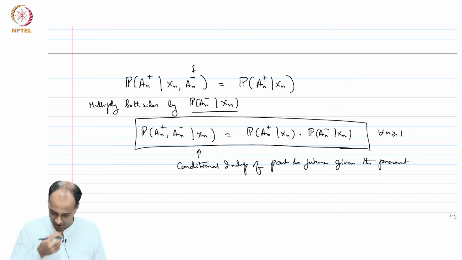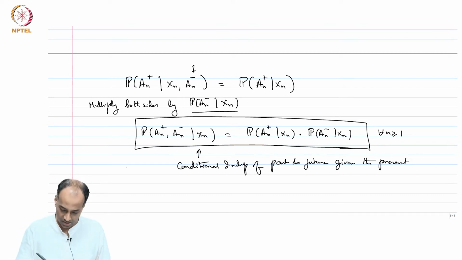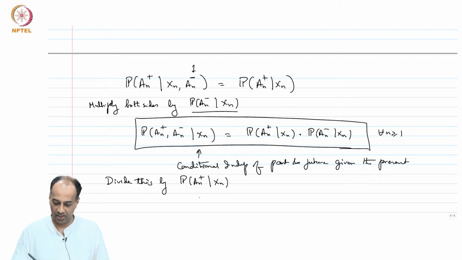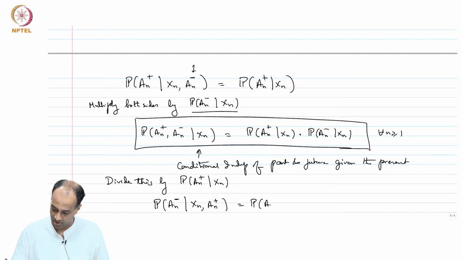Now, why am I doing all this? You will see very soon. Let us go ahead and divide this by P of A_n^+ given X_n. Then what do I get? I get P of A_n^- given X_n comma A_n^+ is equal to P of A_n^- given X_n.